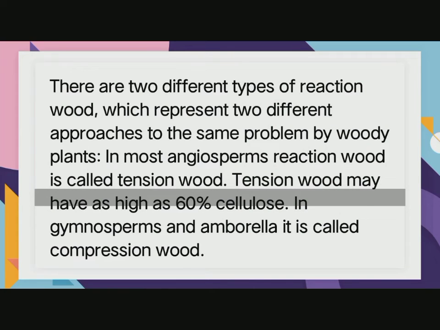These two represent different approaches to the same problem by woody plants. In most angiosperms, reaction wood is called tension wood. Tension wood may have as high as 60% cellulose. And then the next type is the compression wood. In gymnosperms and Amborella, it is called compression wood.